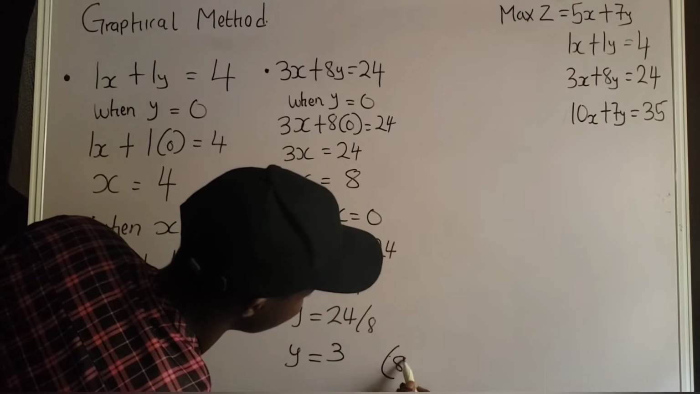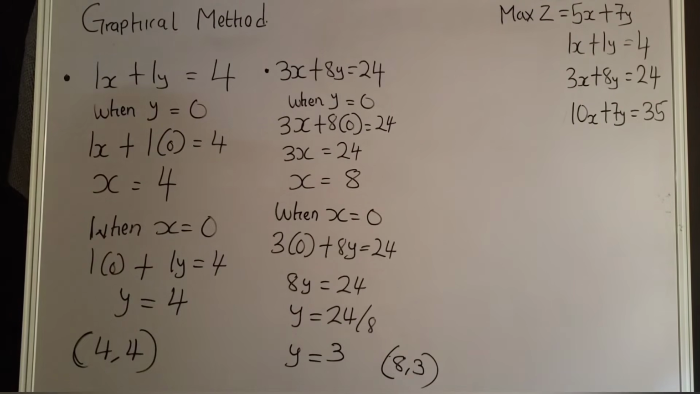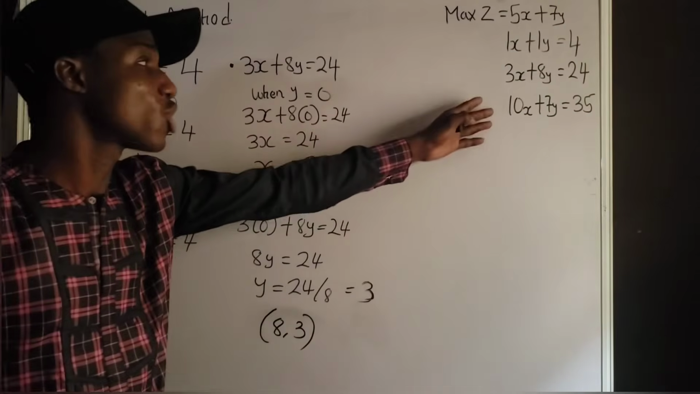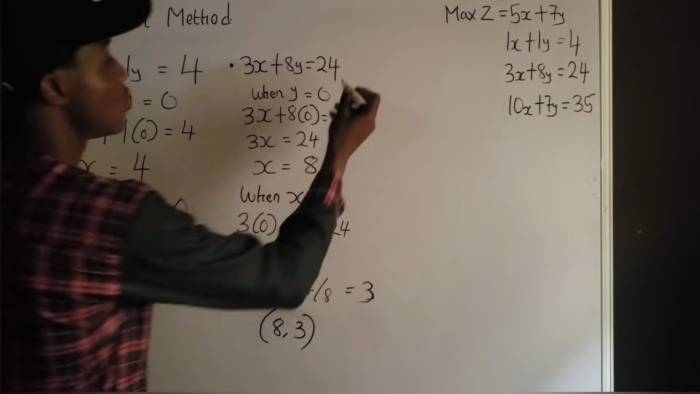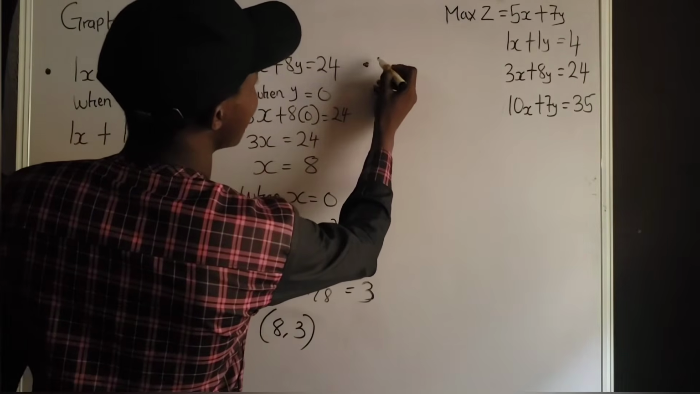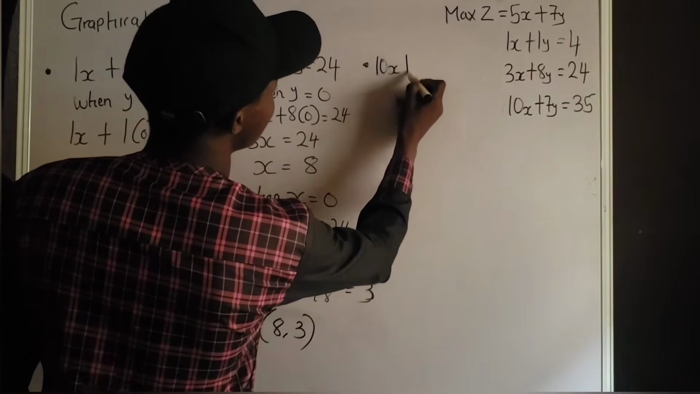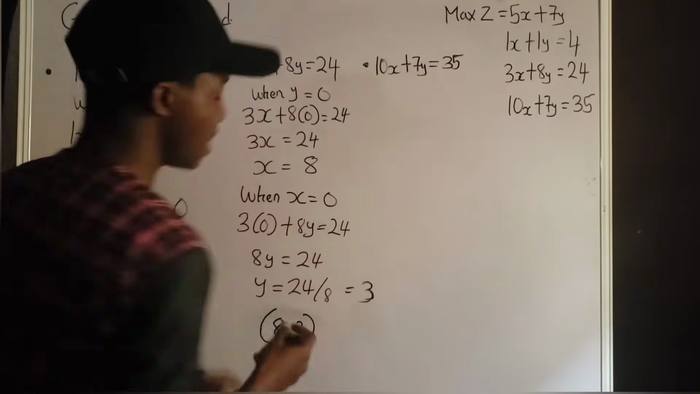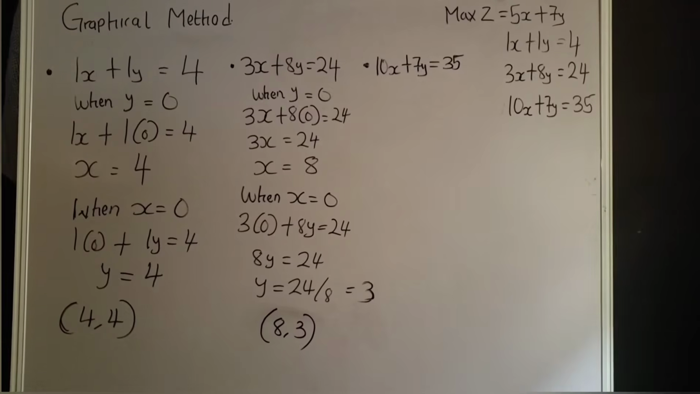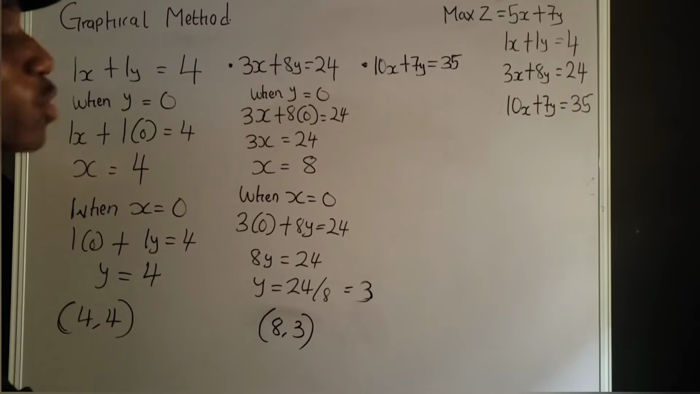8, 3. Do you understand? Yeah. Let's proceed to the third constraint. Don't forget that the third constraint is what? Machine 3. Okay, the equation is what? The equation is 10x plus 7y is equal to what? 35.